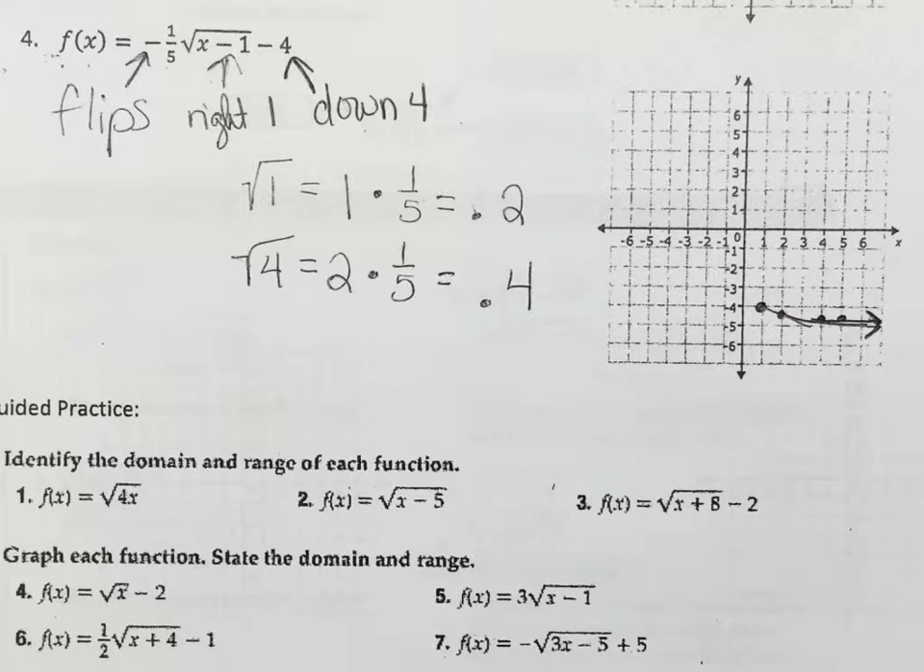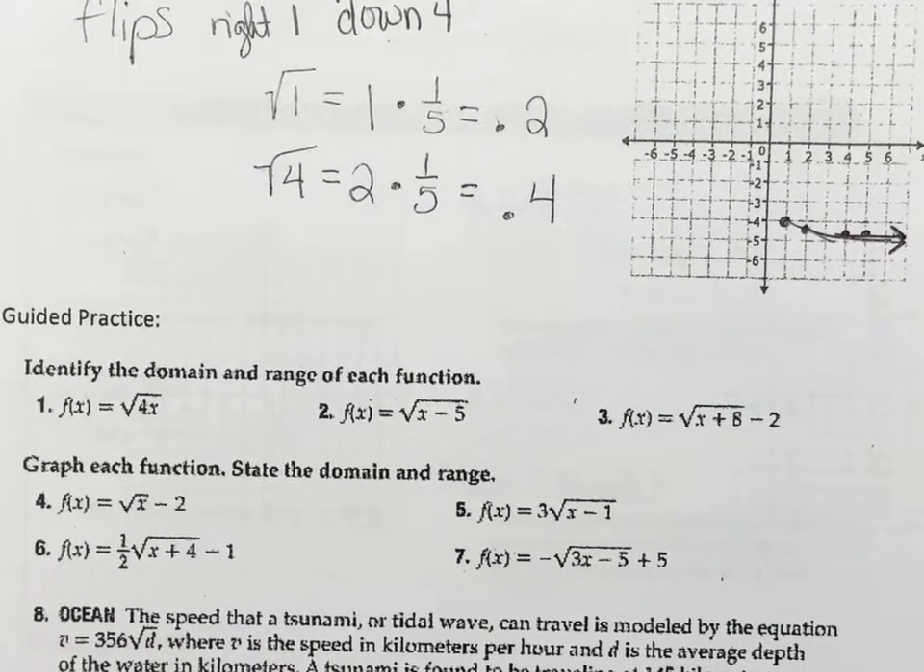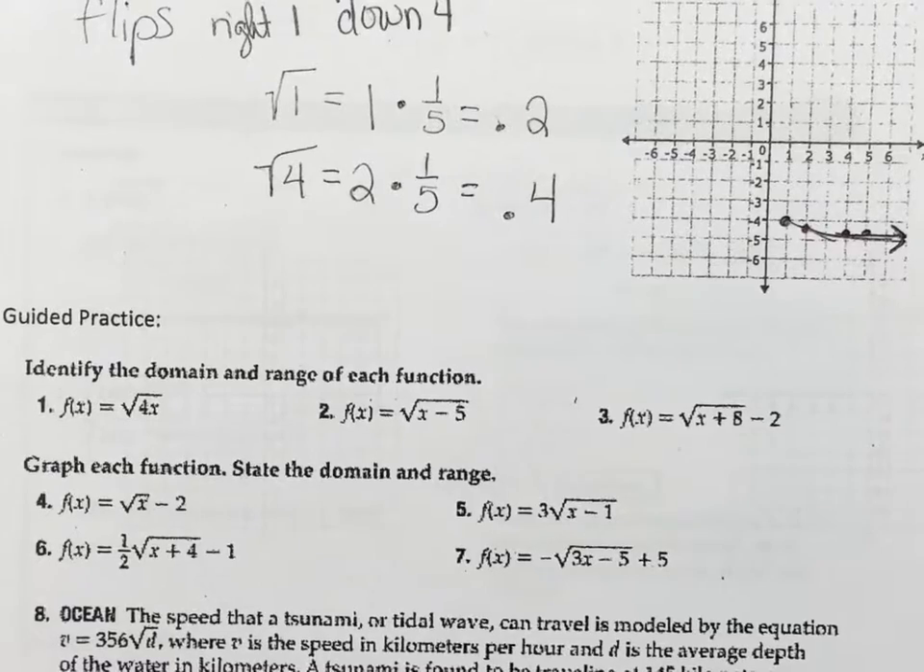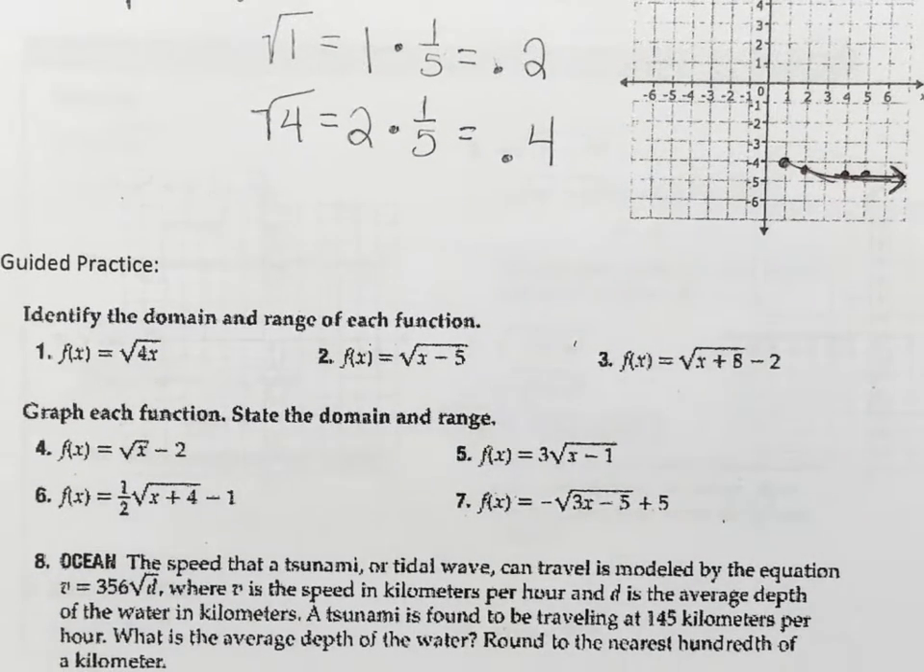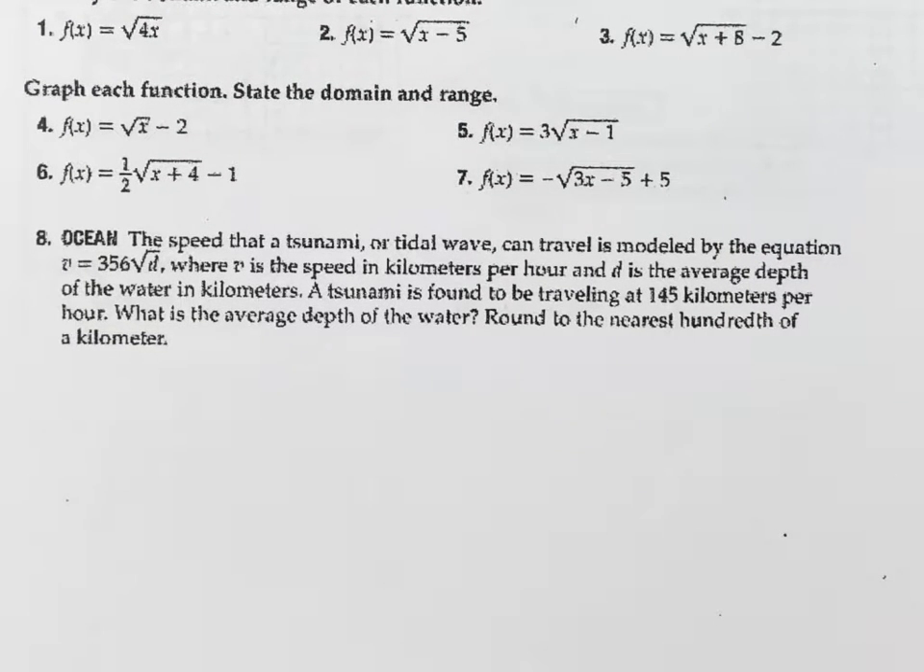Okay. So, what we're going to do the rest of the class period is finish up 1 through 7, but before that, we are going to do number 8 together, okay? You ready for number 8? Real life problem? All right, let's see. Who wants to read it for me?